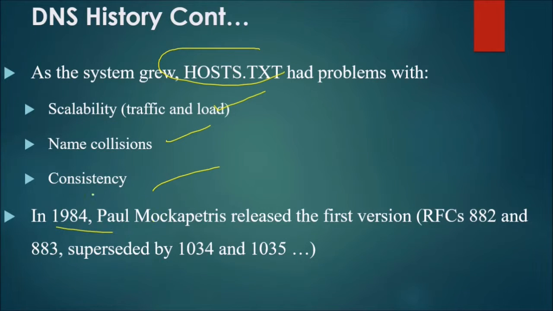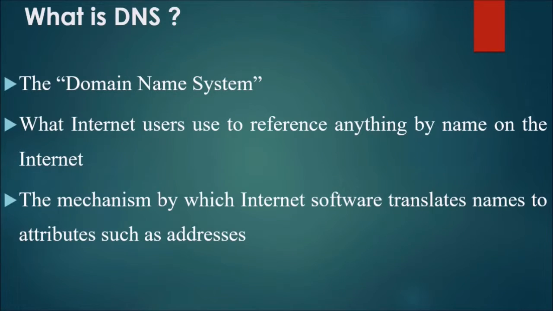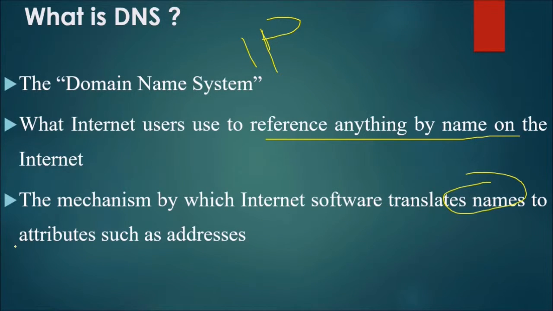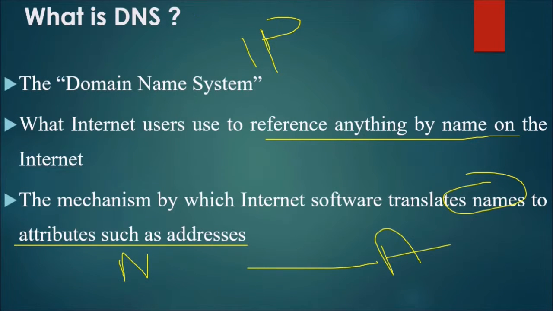So in 1984, Paul released the first version of what we call today the DNS. The domain name system is what internet users use to reference anything by name on the internet, because numbers, which are called IP numbers, are very difficult to understand. Names are good because they are understandable. DNS is the mechanism by which internet software translates these names to attributes such as addresses. So names to addresses: this is what DNS is all about if you just want to learn it in one line.